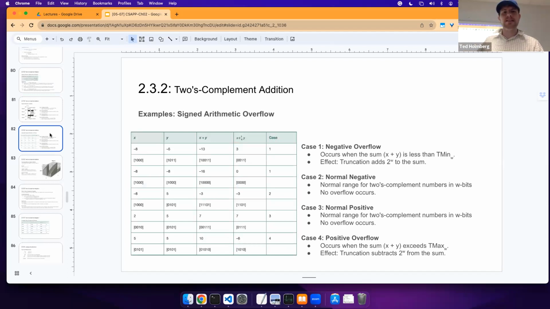Can everyone see this? Is this too small for you to see? Just out of curiosity, perfect.